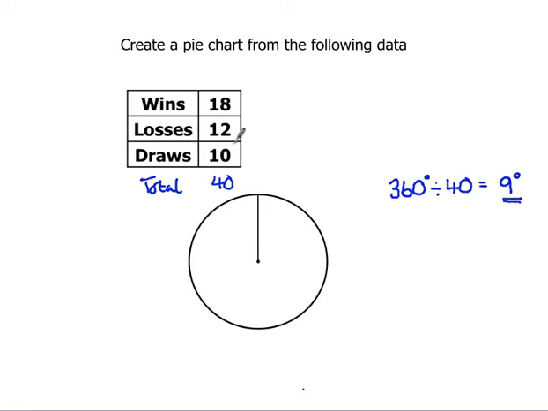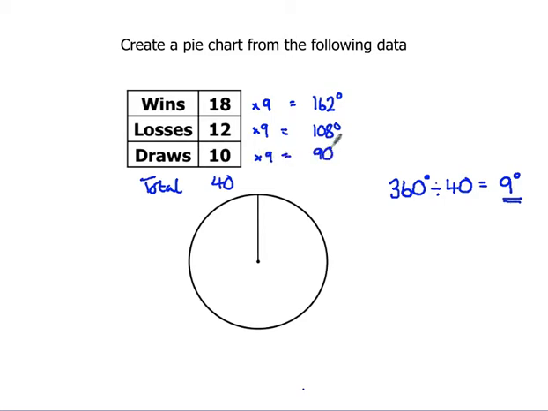Well, if one piece of data is 9 degrees, two pieces of data would be 18, and 3 would be 27, and so on. So if I want to find what 18 is, it's just got to be 18 times by 9. Well, 18 times by 9 is 162 degrees, and 12 times by 9 will be 108 degrees, and 10 times by 9 is 90 degrees.